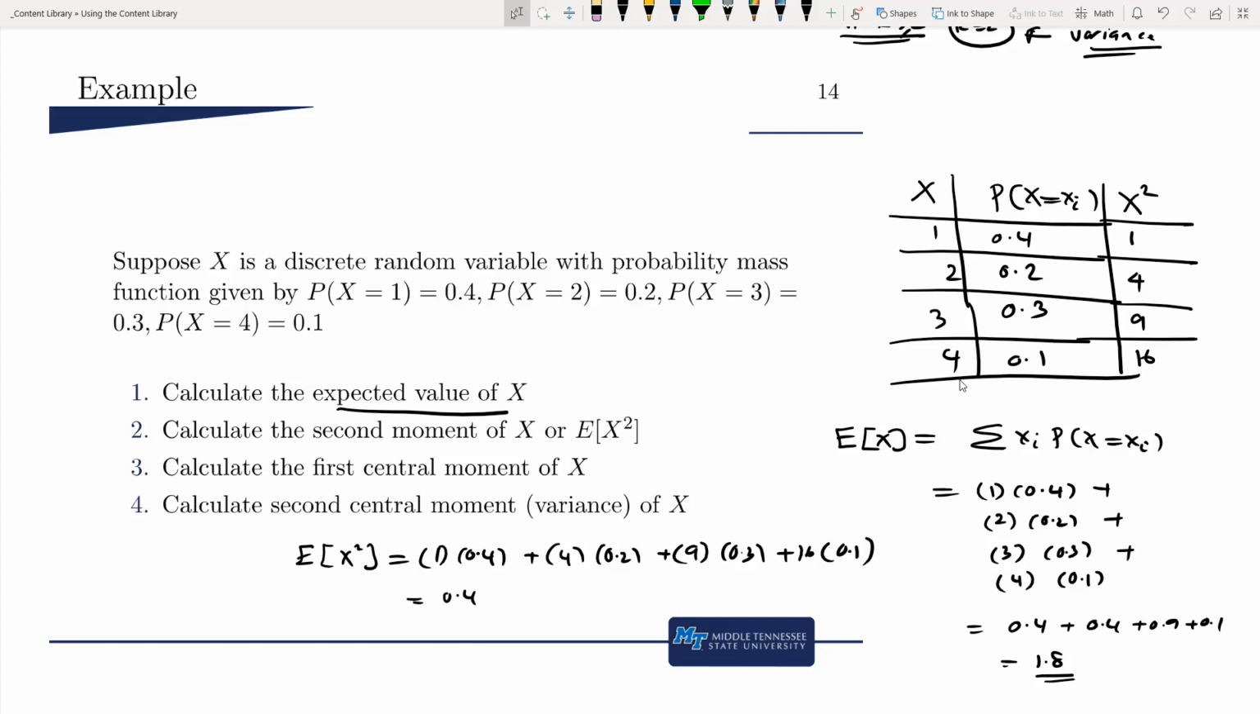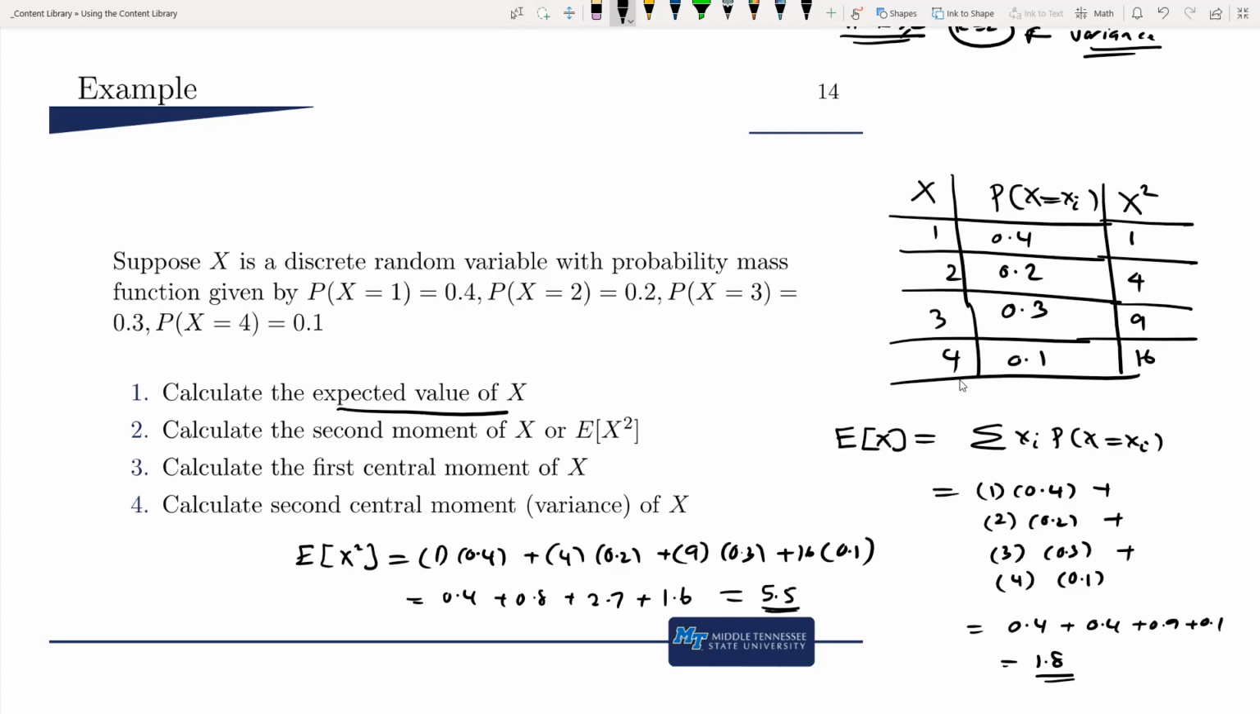And when you add, you would get what? You can see 0.4 plus 0.8 is 1.2, plus 2.7 is 3.9, plus 1.6 is 5.5. Check it.